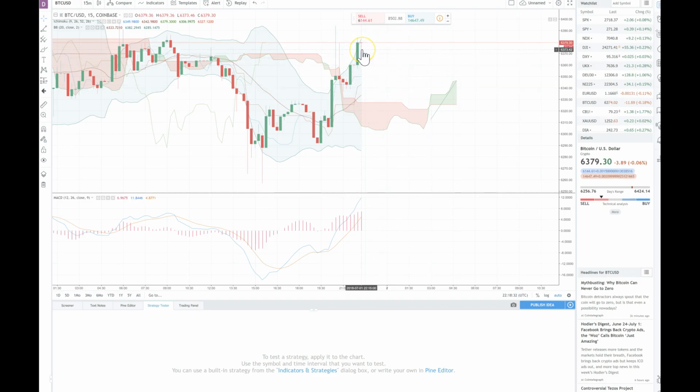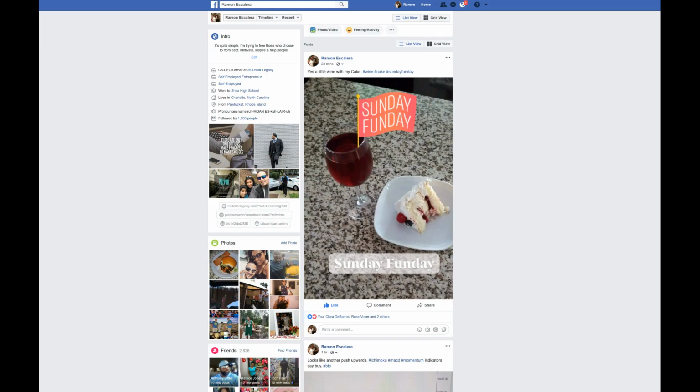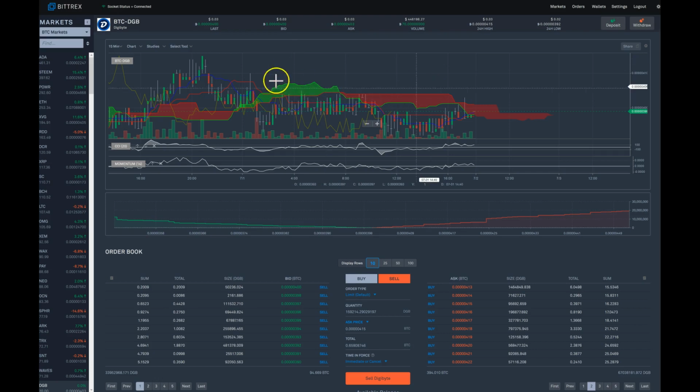I like trading now with the Ichimoku cloud. I use this all the time. It gives me some great buying and selling points. I also like to take a look at my Digibyte. I did talk about Digibyte not too long ago.